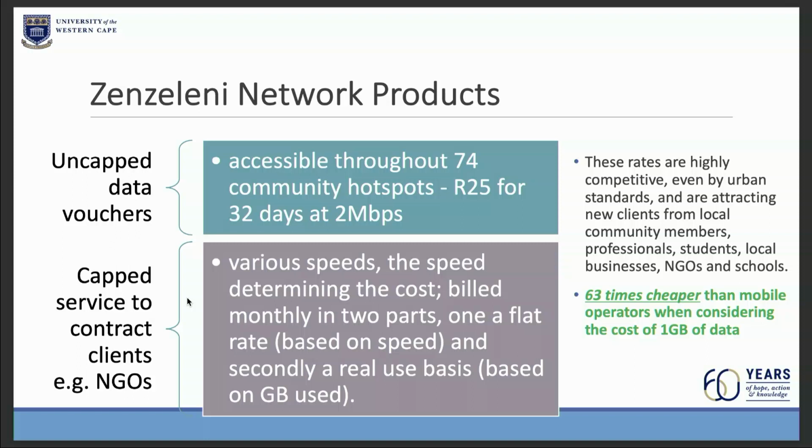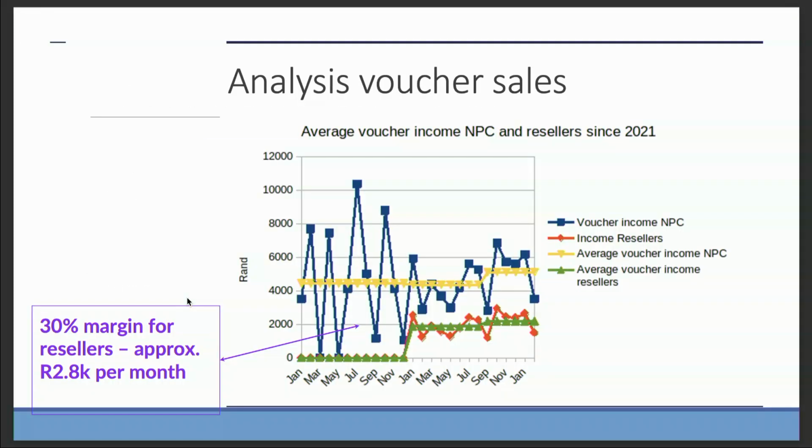There are capped services to contract clients, at competitive pricing, but most of the people who buy capped services from us take it because there's no other quality, reliable service available to them in the areas where Zenzileni operates. Our calculations show that it's 63 times cheaper than mobile operators for people using hotspot vouchers. If we analyze our voucher sales over a year, we find that we have approximately 2.8 thousand rands per month from a 30% margin that resellers keep. So although it's still small in 3 communities, there is a lot of potential for this to be financially sustainable if we can grow.